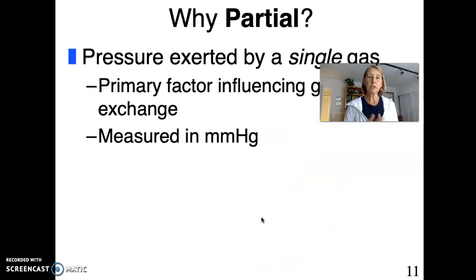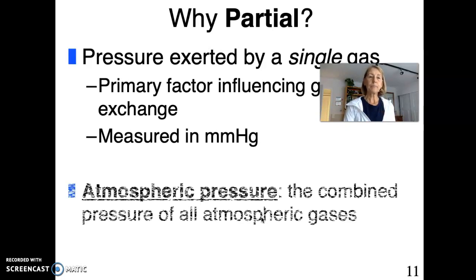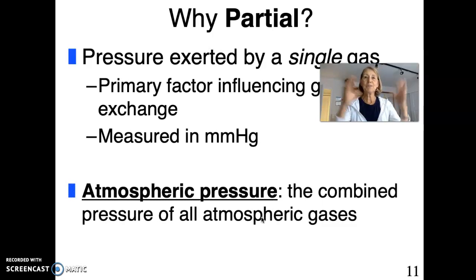Again, why is it partial? Because it's exerted by a single gas. We're talking about what is the partial pressure of oxygen? What's the partial pressure of carbon dioxide? And we're measuring that in millimeters of mercury. The atmospheric pressure, what you're breathing in, is the combined pressure of all those partial pressures of all those atmospheric gases.